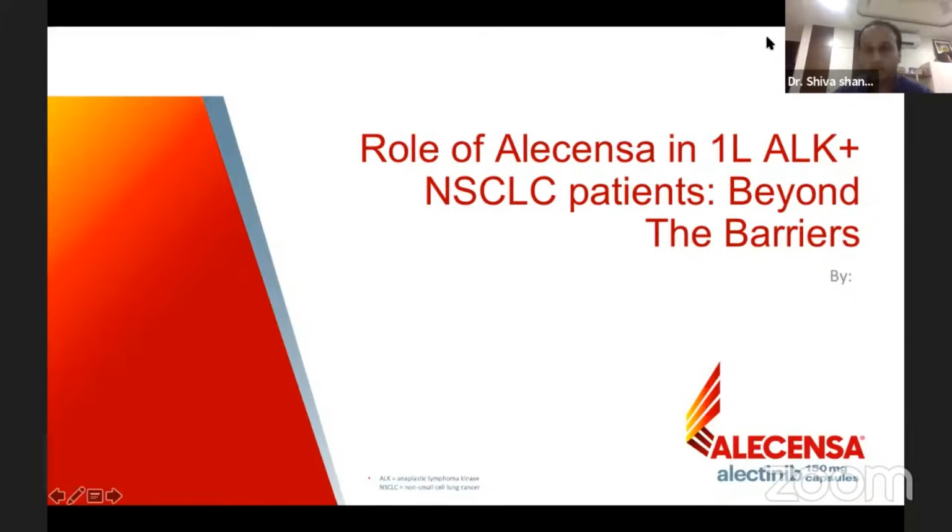In today's series of talks, the first topic is the role of ALK inhibitors in the management of non-small cell lung cancer, with particular importance to the most important drug in the management of ALK positive non-small cell lung cancer, that is alectinib.